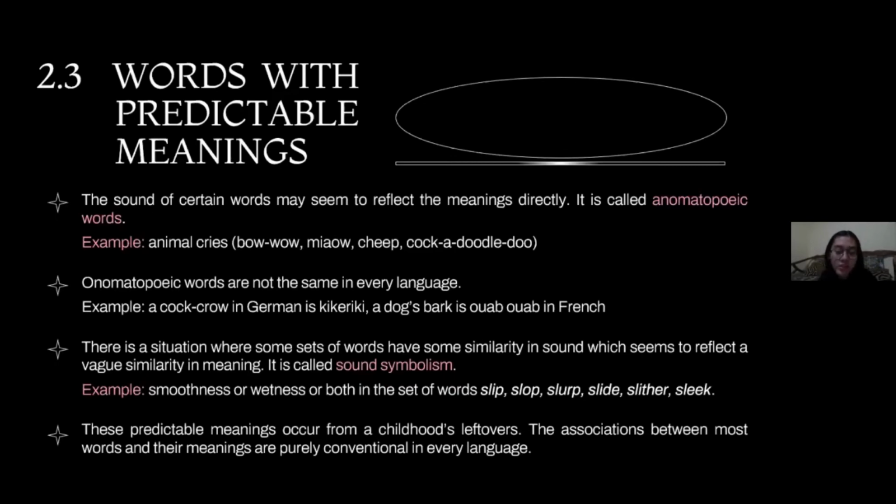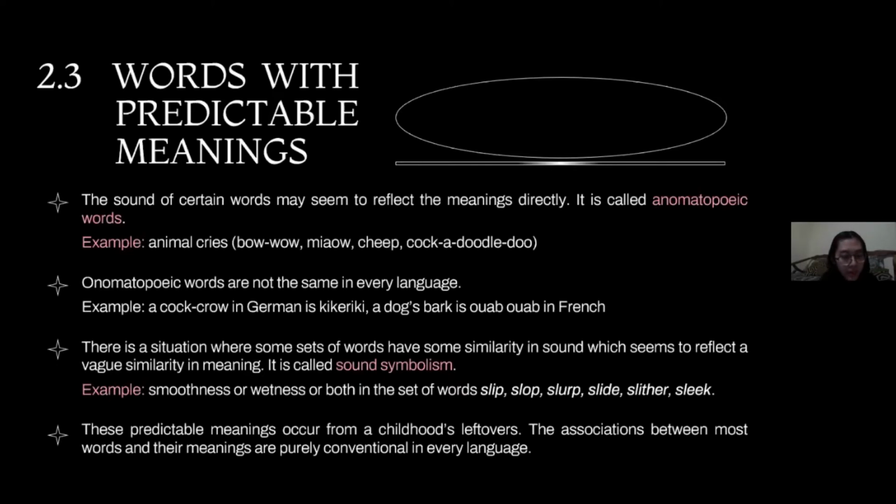There is also a situation where some sets of words have some similarity in sound, which seems to reflect a vague similarity in meanings. This is called sound symbolism, and in contrast with onomatopoeia, the sound-meaning relationship is even less direct. For example, smoothness or wetness, or both, in the set of words slip, slop, slurp, slide, slither, or slick.